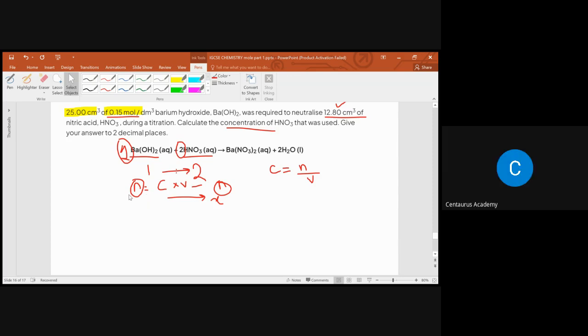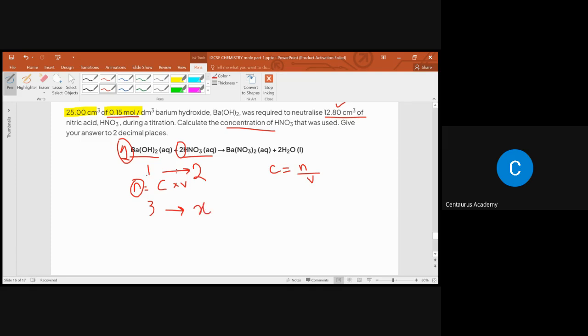After we find out the moles of barium hydroxide, let's take a whole number to make things easy. Supposing the amount of moles of barium hydroxide present is 3 moles. I'm going to write X here.